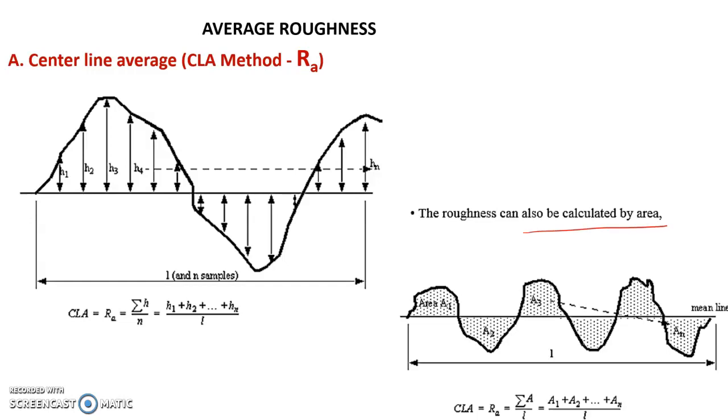Instead of dividing into different parts and finding the heights, we can measure the areas using a planimeter, that is area 1, area 2, area 3, etc. And the CLA value can be calculated as sigma A divided by L. The L stands for the sampling length.